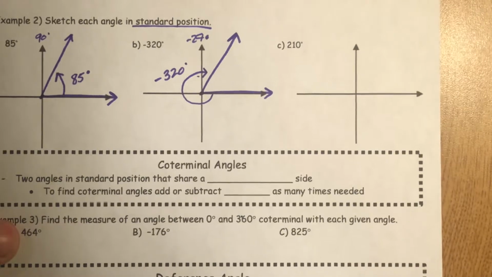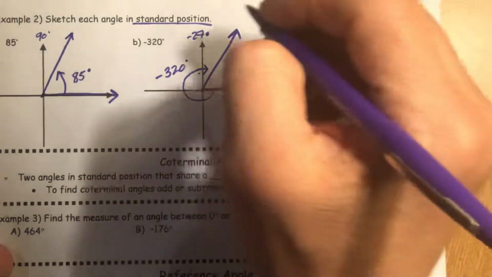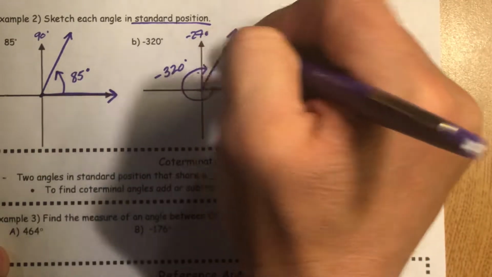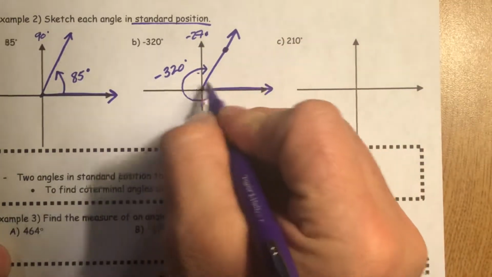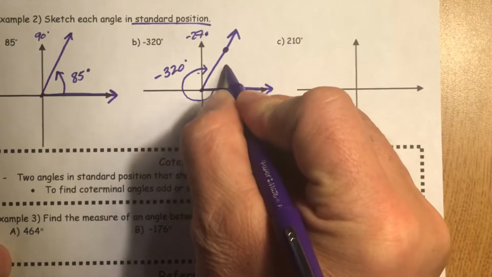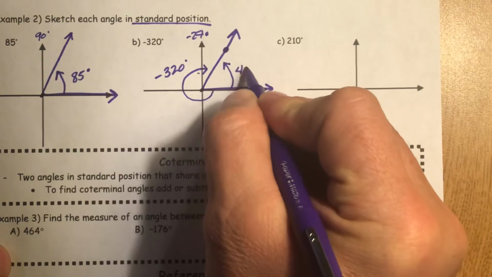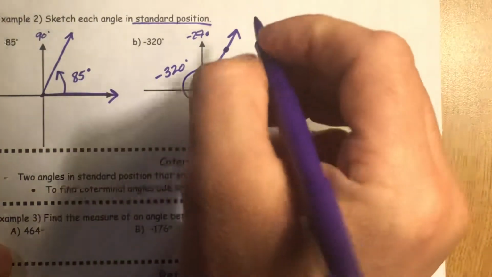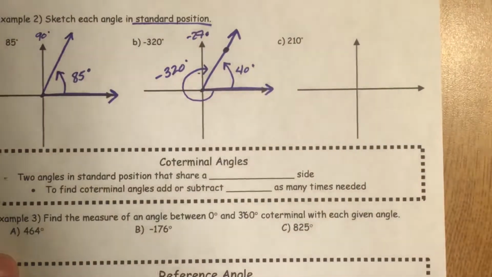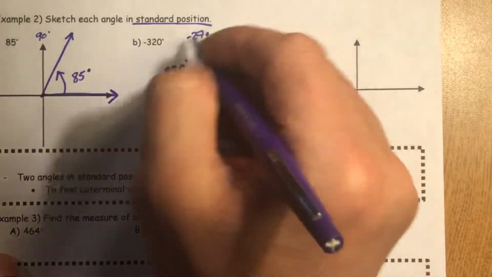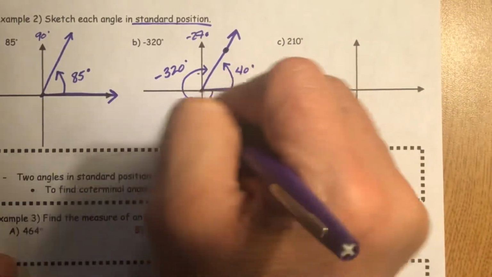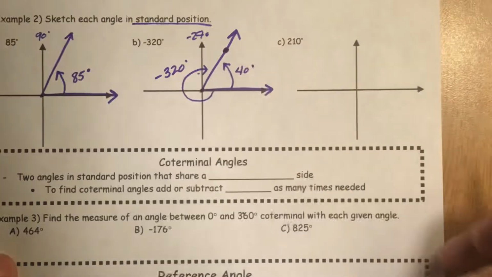Okay, now just on a side note, we haven't talked about it yet, but let's say that on our unit circle, we land right there. If I wanted to get there another way, I could have also rotated this way 40 degrees. Okay, if I would have rotated 40 degrees, positive direction, I would have landed right there. Okay, so these are coterminal angles, and we'll talk about that in a second. But that's two ways to get to the same spot.